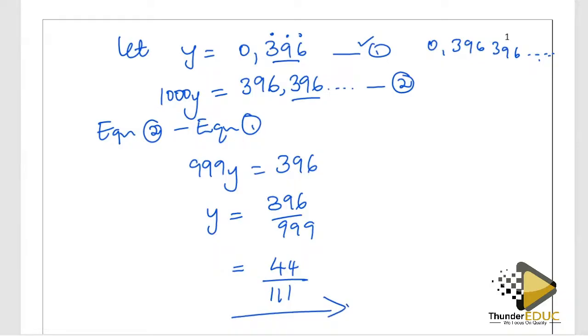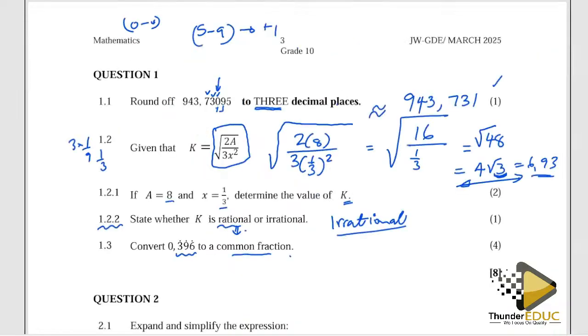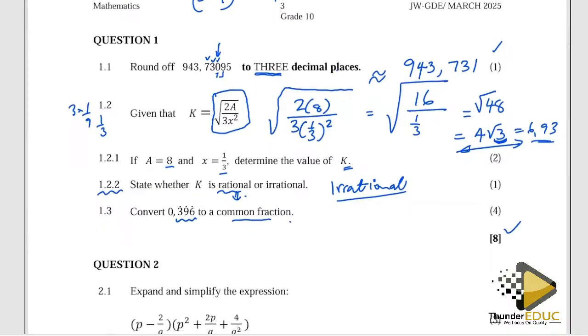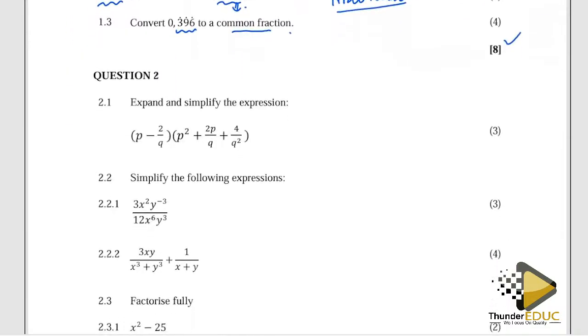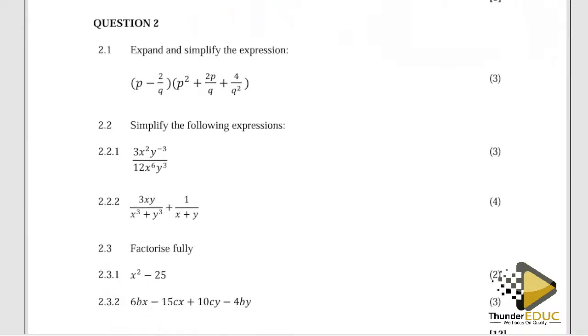Okay, so 4 marks, not so bad. Not so bad at all. So that was question 1 for 8 marks. Then we need to go to question number 2. Question number 2, we are talking about expanding. Whenever we are expanding, we just have to open the brackets uniquely.